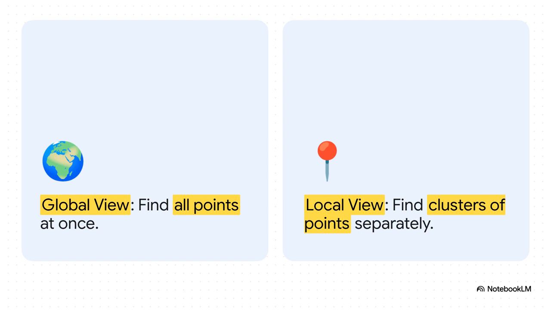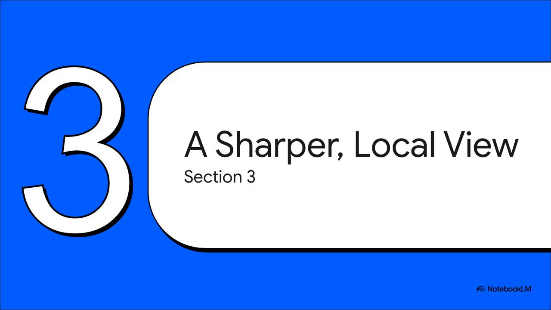Instead of trying to solve for all the points at once, this global view, what if we could break the problem down? What if we could solve for smaller, separate clusters of points, taking a local view instead? And it turns out this local view approach is what builds into a much, much faster and more practical solution. This is where the mathematical picture really starts to get a lot clearer.